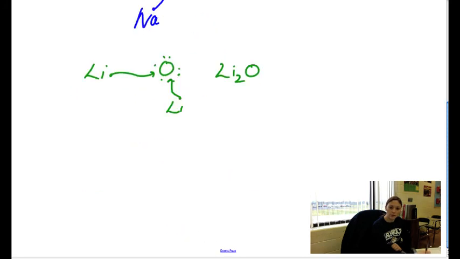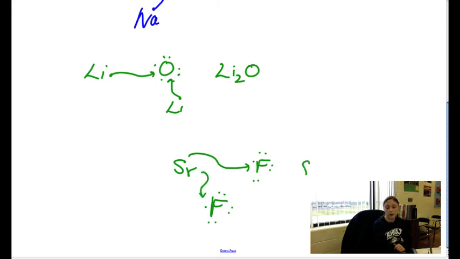Let me look at the last one. Strontium and fluorine. You have Sr, which has 2. Fluorine, which has 7. Lose 1. And another fluorine. And you have 2. SrF2. And that's it for how ions are formed.